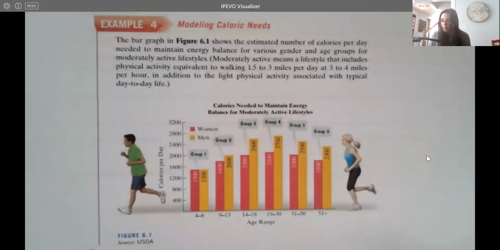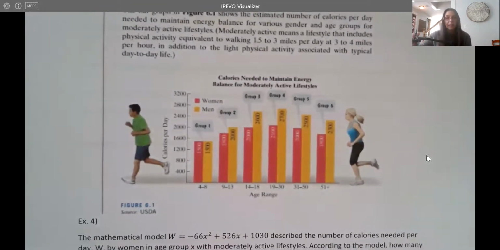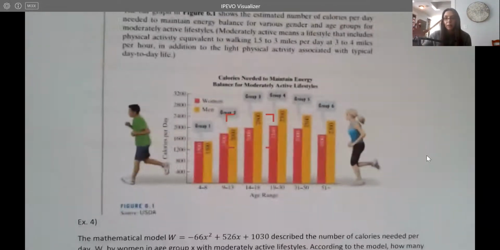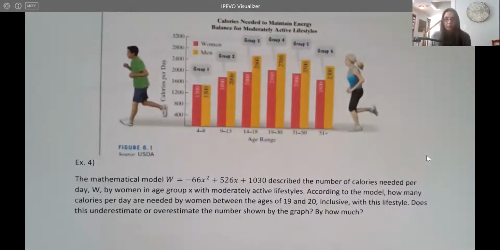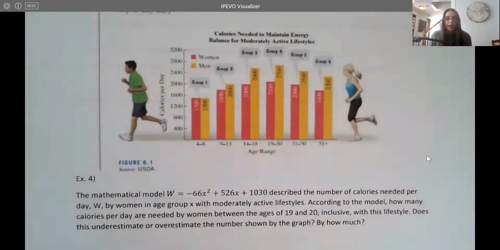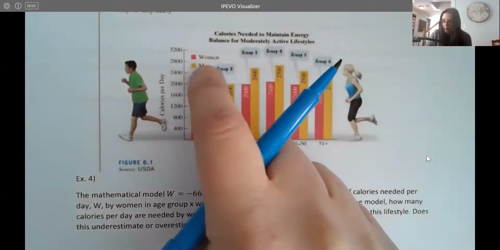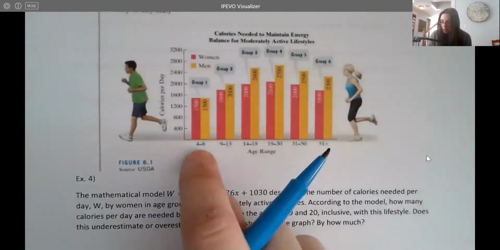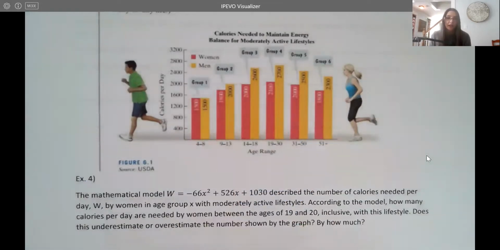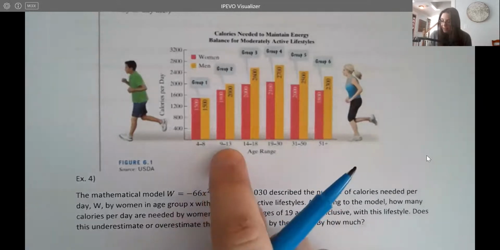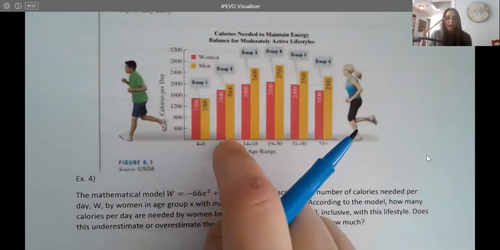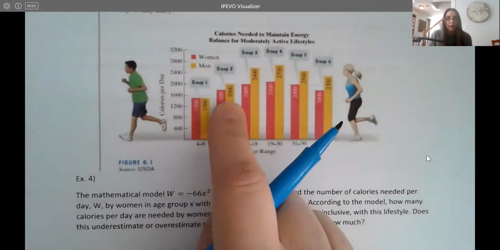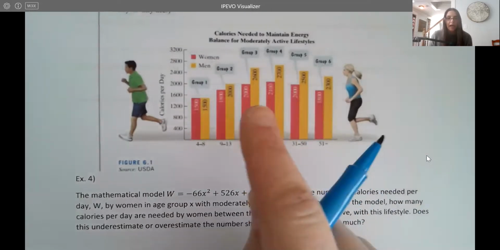In addition to light physical activity associated with typical day-to-day life. Okay, so someone who does moderate activity, so maybe someone who walks a few miles daily or something equivalent, right? So maybe you're not walking, but you're doing some sort of exercise. Okay, so here's our information. For instance, you can see men are in yellow and women are in red. So for those who are around 4 to 8 years old, each group needs around 1,500 calories a day. When you get to 9 to 13 years old, then it starts to split. So women need a little bit less, around 1,800, and men need a little bit more, around 2,000, and so on. So you can see how it changes.